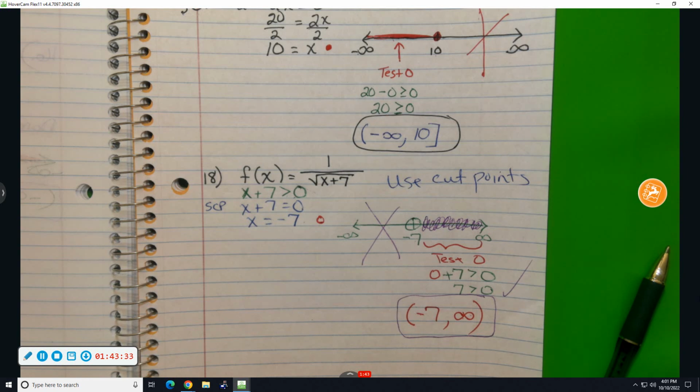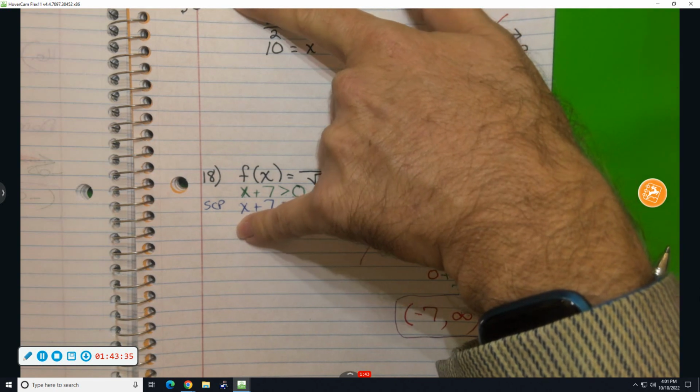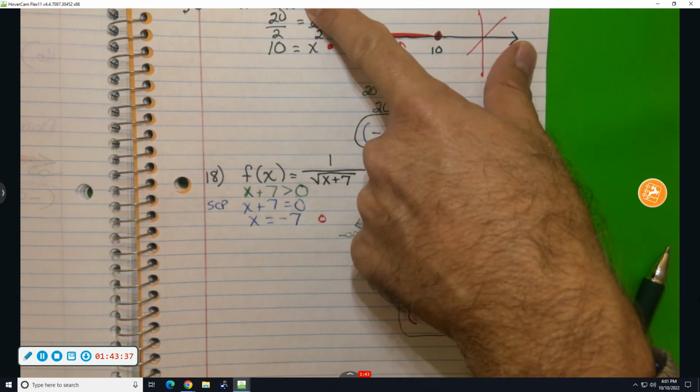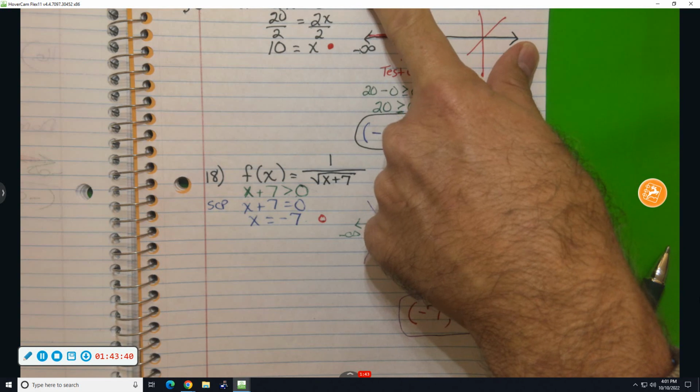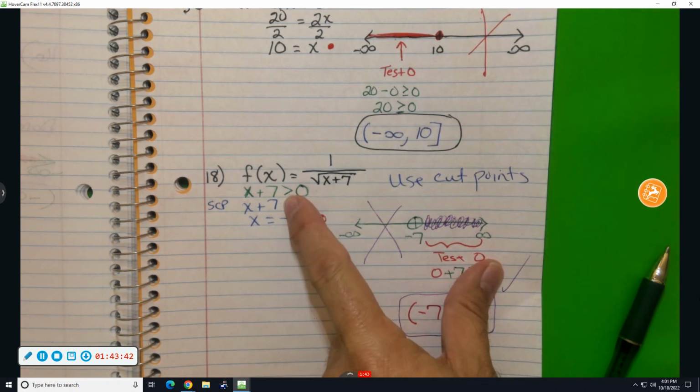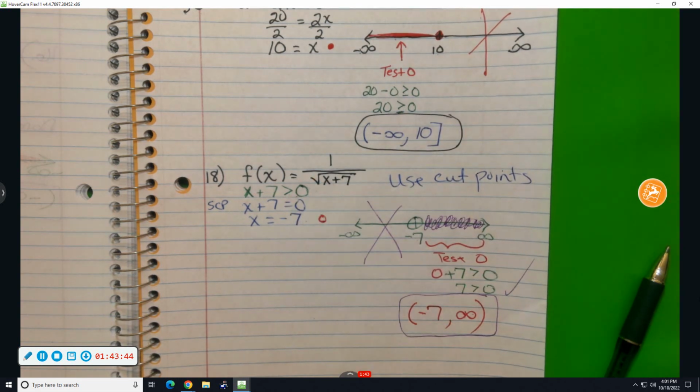I just thought on both of them, just say solution cut points. Have the equal sign when there's no fraction. Just greater than 0. No greater than or equal when there's a fraction.